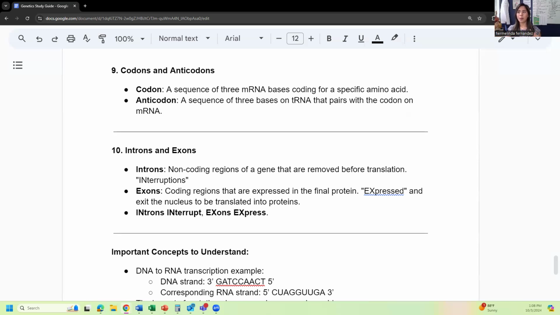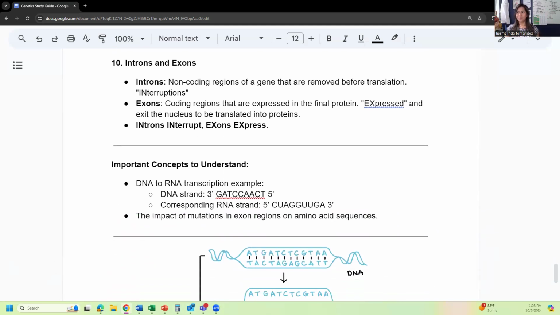For introns, think about being in a little meeting and then someone interrupts to let them know that something needs to be removed. Exons wait until the final process to exit so they can be expressed, okay? So introns interrupt while exons express.